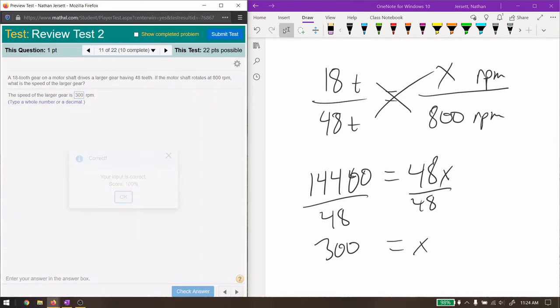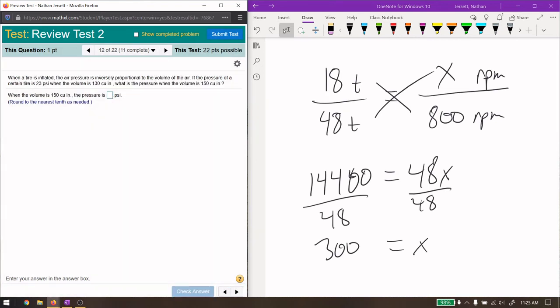And that's correct. So we had a smaller tooth gear, an 18 tooth gear, which rotated at 800 RPMs. Then we had a larger tooth gear with 48 teeth. And now we have a speed of 300 RPMs, a slower speed, even though it had a larger gear. If this was a direct variation, then 18 goes to 800, 48 then would go to some larger number like 1600 or maybe even like 4500, something like that. But it's not. It's an inverse variation.